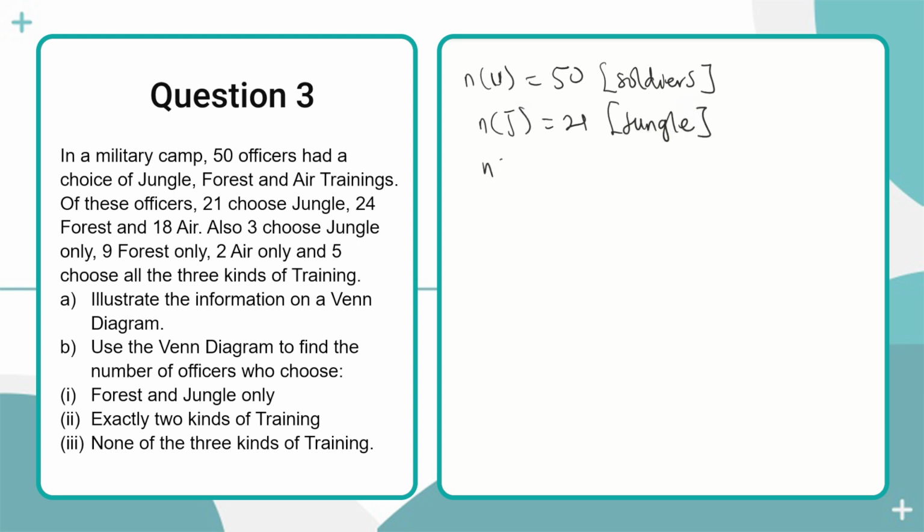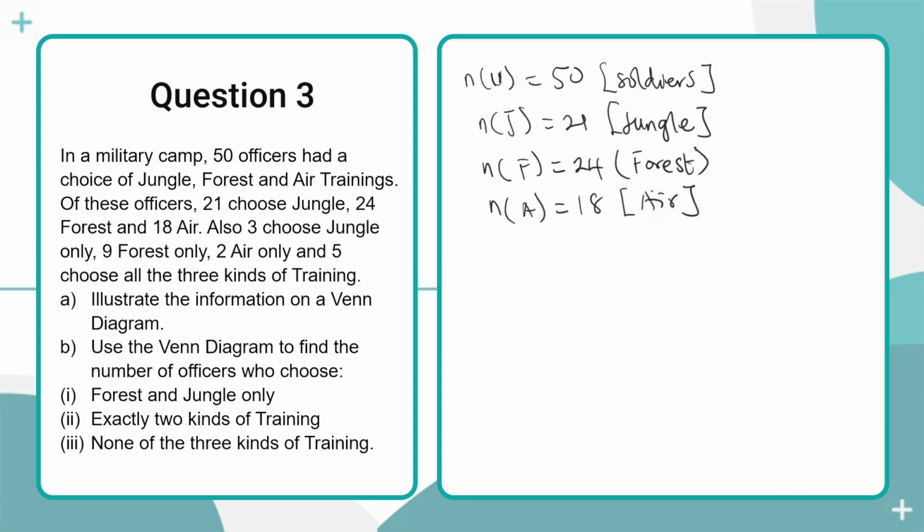And then how many of them also like forest? From the question, they are 24. Let's put forest there. And then how many of them like the air? Those are 18 of them, so they prefer air training.